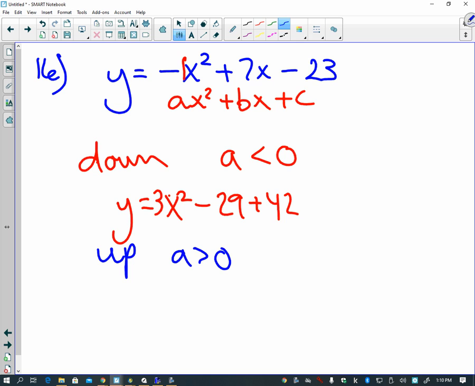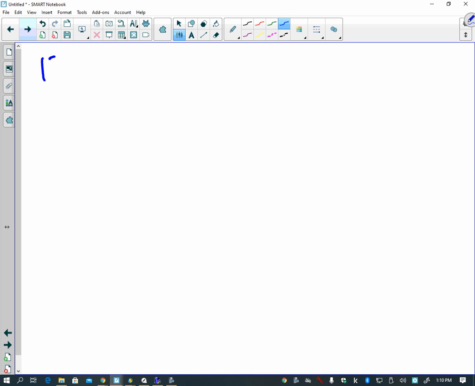17. Okay, 17, we want to determine whether the relationship is an inverse variation. Okay, so we're going to get a table of values, and they're going to also ask you to explain.